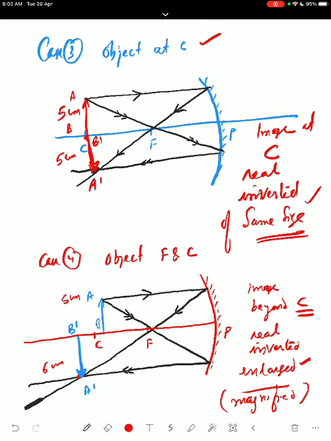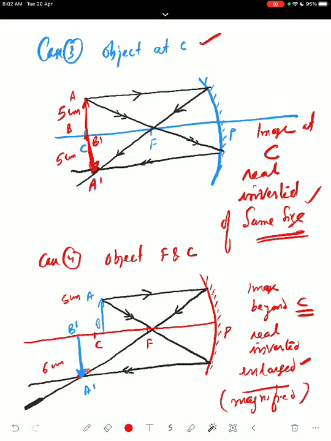If the object is 5 centimeter, then the image size will be greater than that: 6 centimeter, 7 centimeter, 8 centimeter, depending upon the position. So an enlarged image is obtained. It's a real image, inverted, enlarged, magnified. Enlarged means magnified image, the size of the image is greater than that of the object.